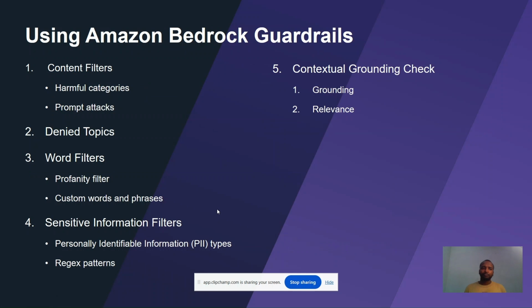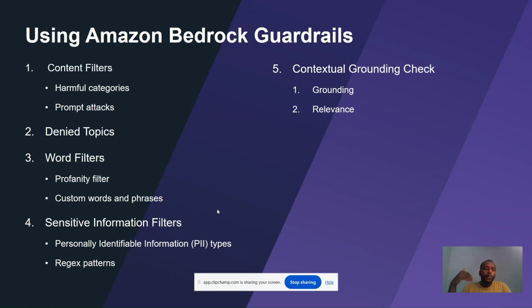This is where guardrails come in handy. Guardrails have 5 different controls that you can enable within the guardrail settings itself. The first one is content filters, where you can restrict harmful categories of prompt attacks. You can also specify denied topics. So if you don't want to talk about, let's say, finance, you can say don't talk about finance. Don't give any responses with bank account details, that sort of stuff.